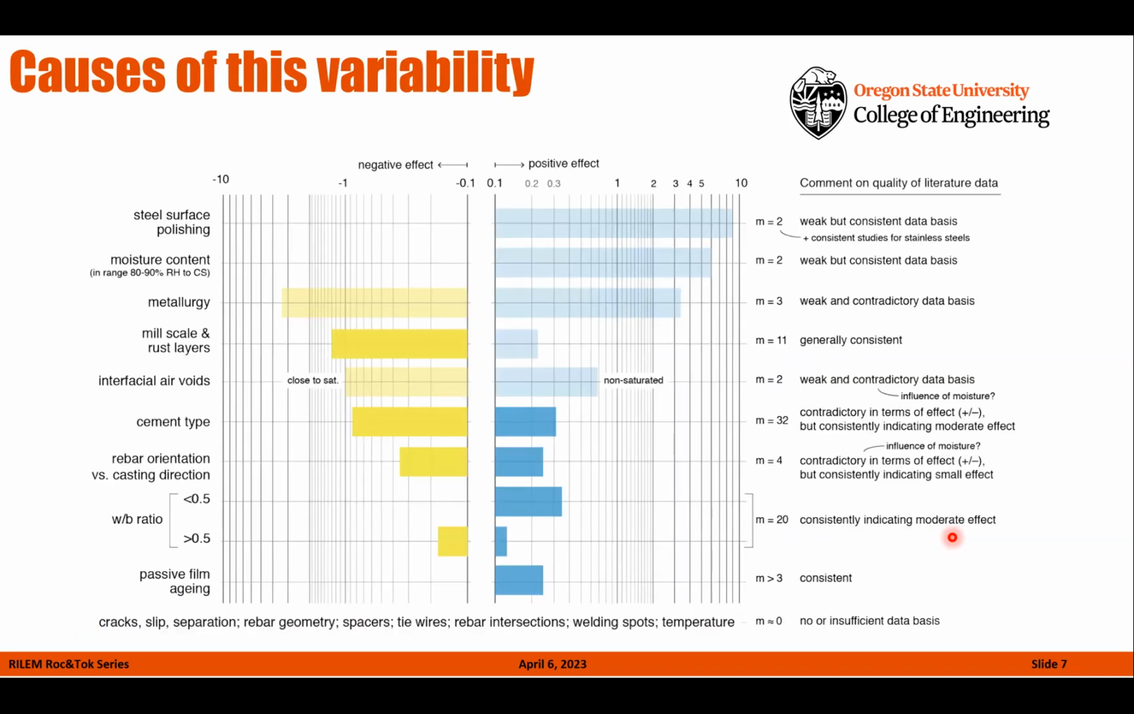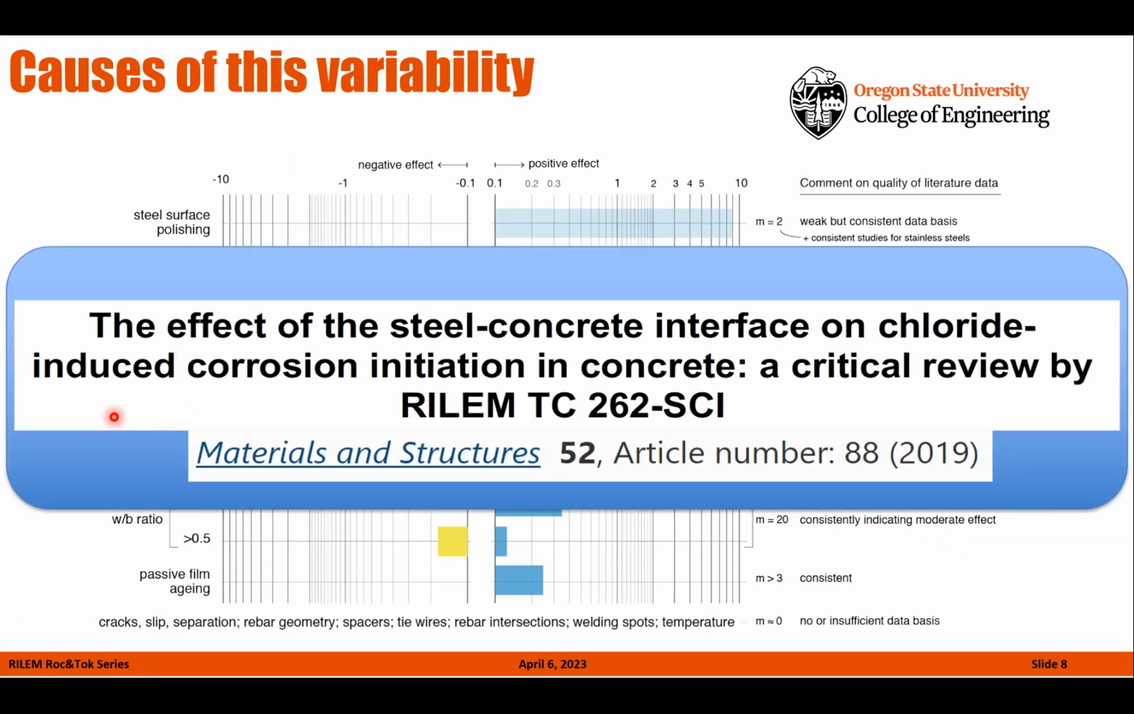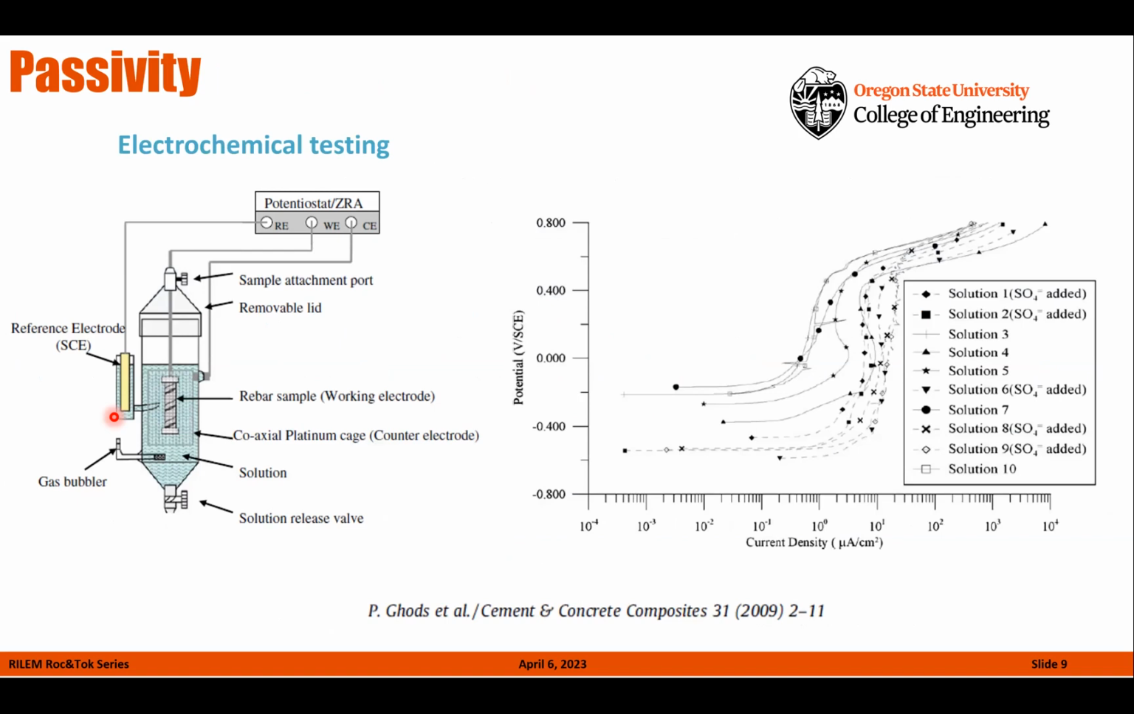So it is not an easy concept to define chloride threshold, and there are many reasons behind it. There is a very good paper prepared by the RILEM Steel Concrete Interface Committee that identifies a number of critical aspects of the sources of this variability. And I highly encourage you to have a look at this paper to better understand why we see this ever-increasing variability in chloride thresholds.